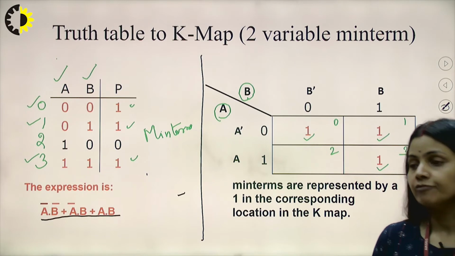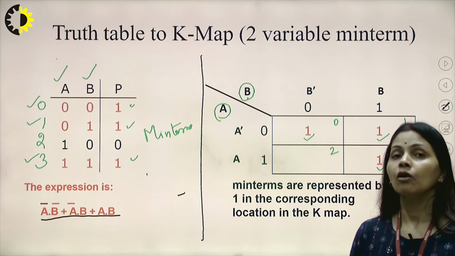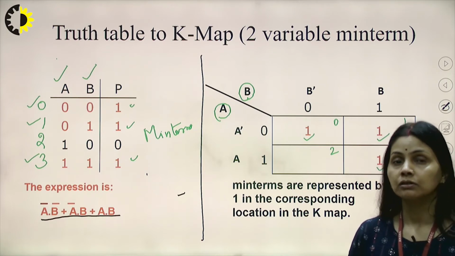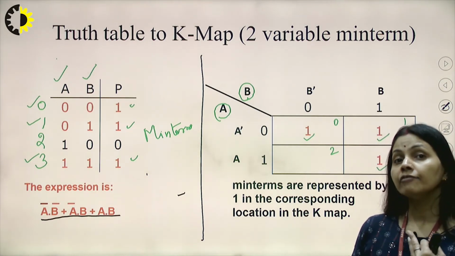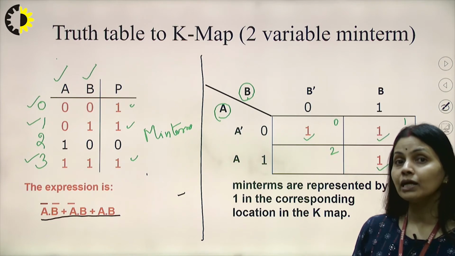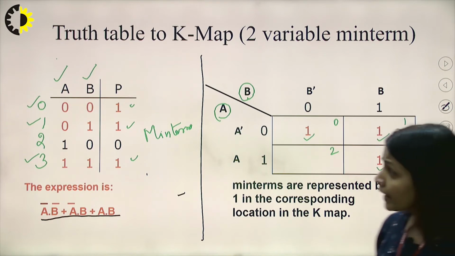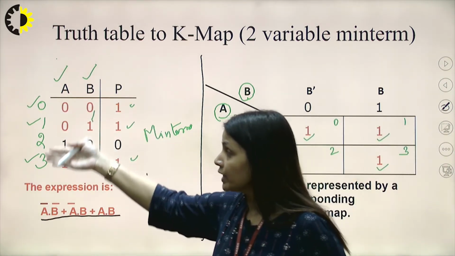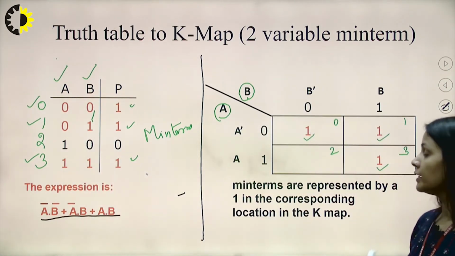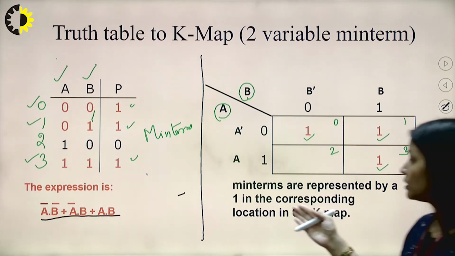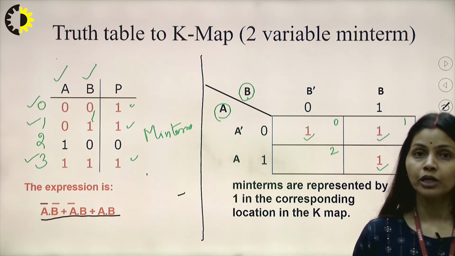My first task is to decide whether I am going to write for SOP or for POS. If I am writing for SOP, I will be filling only ones in my K-map. Here I can see my one output is at 0, 1 and 3, so I will be putting 1 at 0, 1 and 3. Min terms are represented by 1 in the corresponding location in the K-map. So I have put all the ones in the corresponding locations.